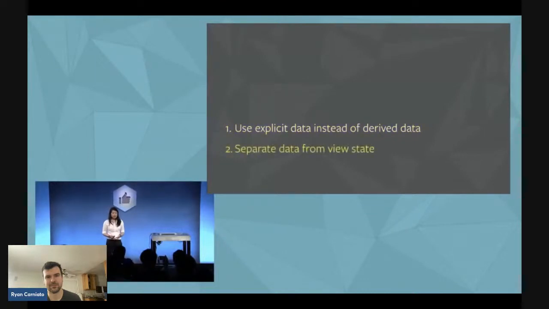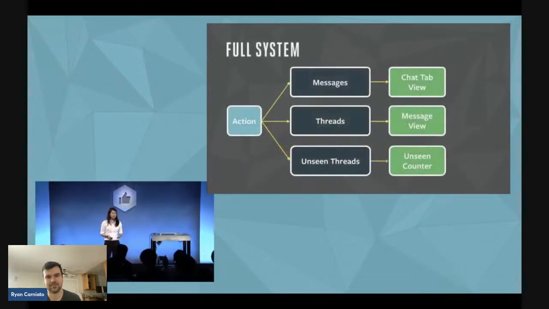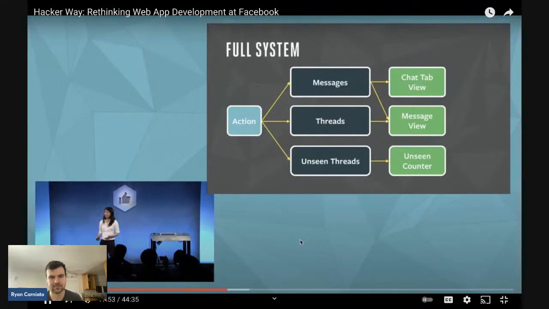We also knew that we wanted to separate data from our view state. This isn't too different from MVC. It's very non-controversial, but it does add to our system diagram a little bit. So now we have an action coming in to the messages, threads, and unseen threads state. And whenever those update, they tell the views, hey, something changed and you should go re-render.